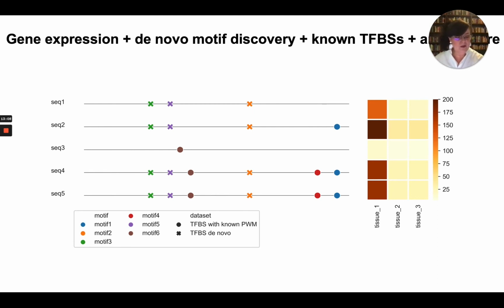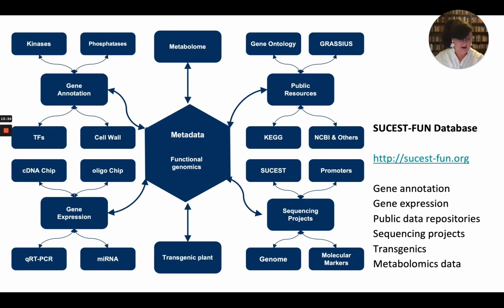Here is an example of the result of our promoter analysis workflow. We can see that some motifs seem to enhance expression, for instance the blue one. Others seem to decrease expression, and green, purple and orange motifs seem to be needed to maintain a high expression level. In their absence, we see very low levels of expression. All of this is being integrated in the successive regulatory database. We have gene annotation, gene expression, public data, sequencing data, transgenic and metabolomics data integrated for a systems biology approach.